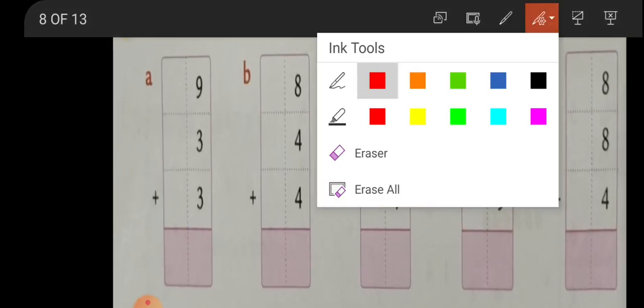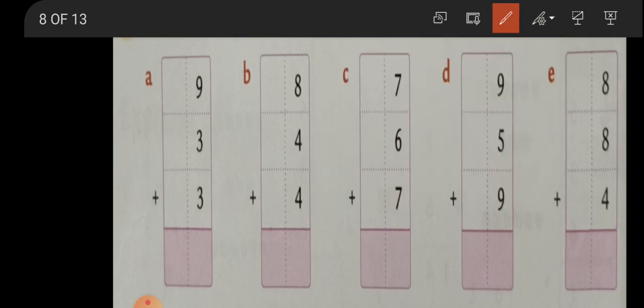Now let us do the doubles. What is the double? That is 3 plus 3. 3 plus 3 is 6. Now 6 plus 9. Now 9 is a bigger number, so we'll take 9 in mind.